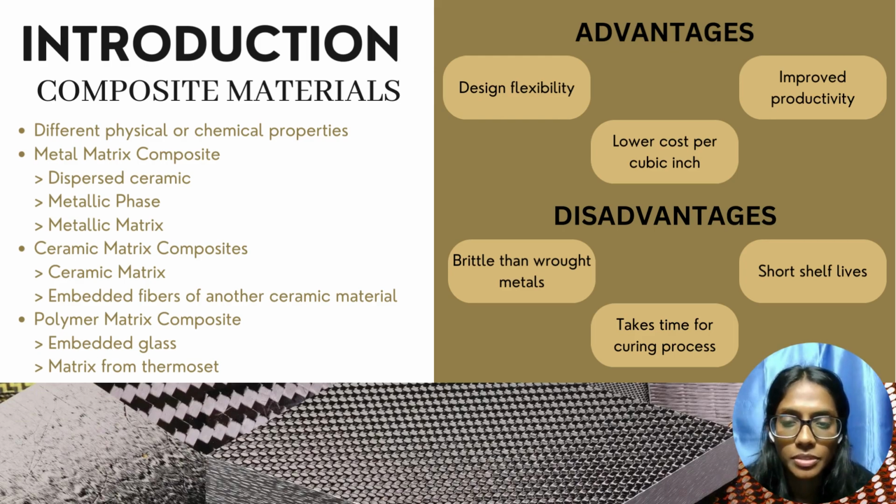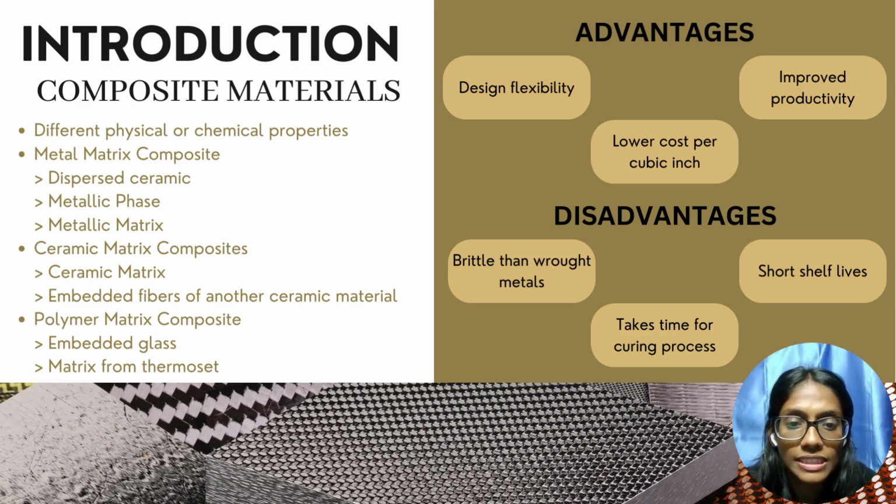Introduction to composite materials. Materials that are made from two or more constituent materials that have significantly different physical or chemical properties and are combined to produce a material with characteristics different from the individual components are also known as composite materials. There are three types of composite. First of all, metal matrix composite.